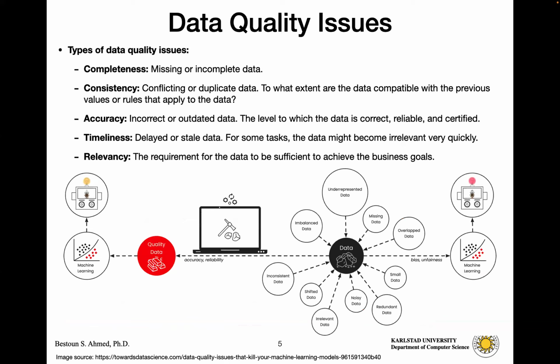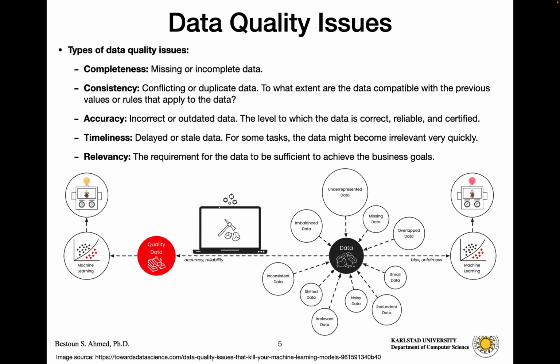So for data quality, we have several issues. These are just some examples, but we have several issues of data quality. For example, completeness. Sometimes you get the data, but there are several missing data points. So it means that the data is incomplete.